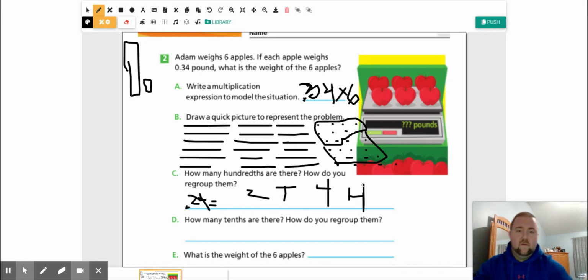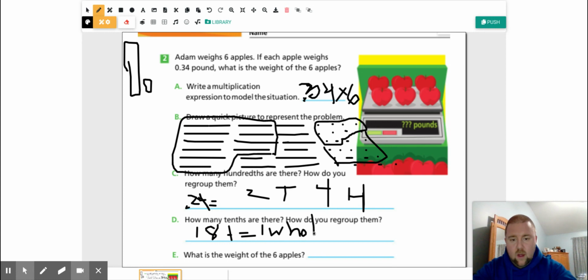I'm using abbreviations just for time's sake. How many tenths are there in this drawing? Well, in this drawing here, there's 1, 2, 3, 4, 5, 6, 12, 18 tenths. So there's 18 tenths, okay? Well, that 18 tenths, if I do regrouping, I'm going to do 1, 2, 3, 4, 5, 6, and 4. That's going to give me a whole. So that gives me 1 whole. And then I have 8 tenths left over.